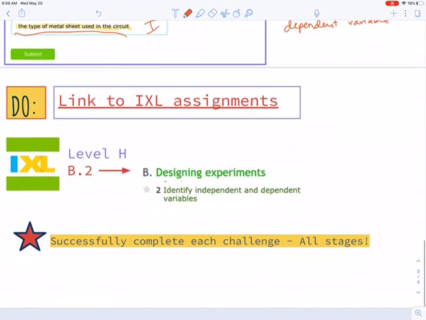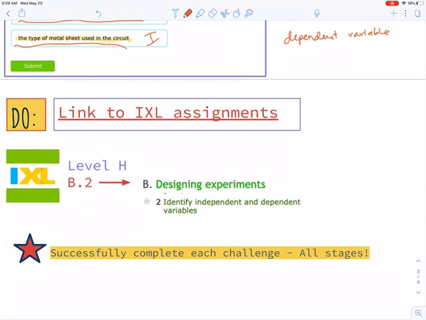Now it's going to take some practice, but I know that you can do this. So you're going to click on the link to the IXL, which is level HB.2, and it's designing experiments, identifying independent and dependent variables. And I can tell how much effort you put into this. The goal is to try to complete all stages successfully. However, if I can see that you put in the time and effort into answering the questions, then I will still give you credit for this assignment. But I know you can do great.